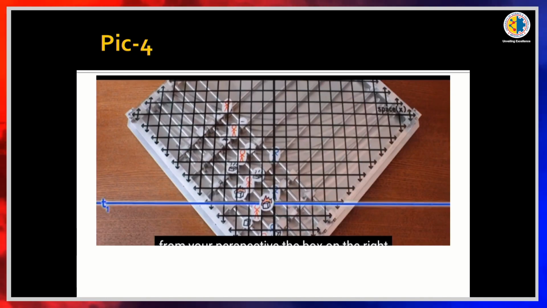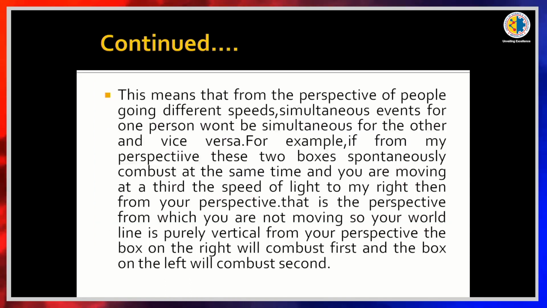So, according to different observers, their situations are different. That means they happen in different places and at the same time, but another frame of reference says that it does not happen at the same time. So, this is the diagram for this.